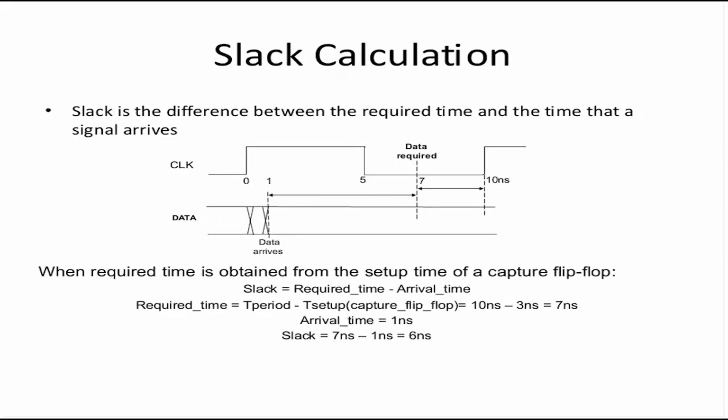We saw what slack calculation is. This slide just again repeats that slack is the difference between the required time and the time when a signal arrives. This is one example where the slide will calculate the slack. The period is 10 nanoseconds here. The data arrives at 1. The setup time here is 3. Data required is 7. So 7 minus 1, the slack is 6. This is how slack is calculated. We will see a lot more of this in the lab.